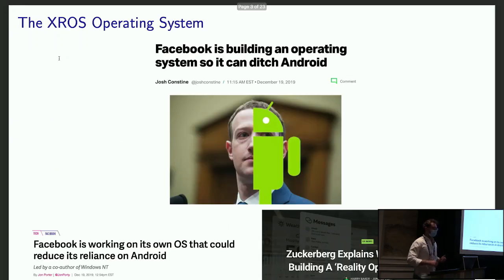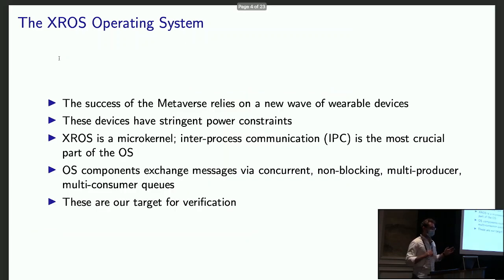So Facebook or Meta is building this new operating system for embedded virtual reality devices. And these devices have fundamentally different constraints than things we've seen before. So if you're wearing some smart glasses on your face, the battery is going to have to be very small. The processor is going to have to be very small. So you need an operating system that is extremely lightweight and streamlined.